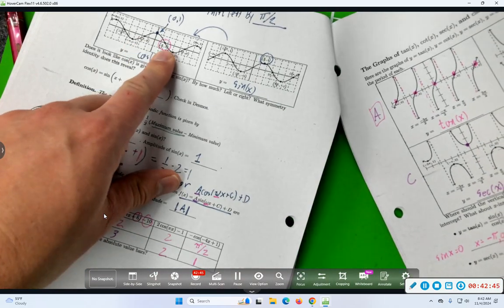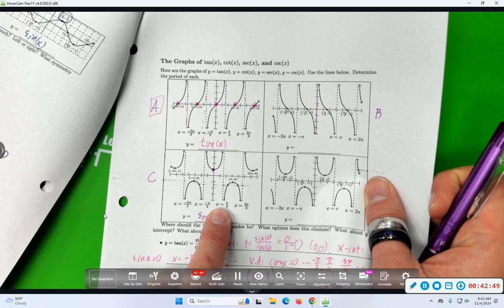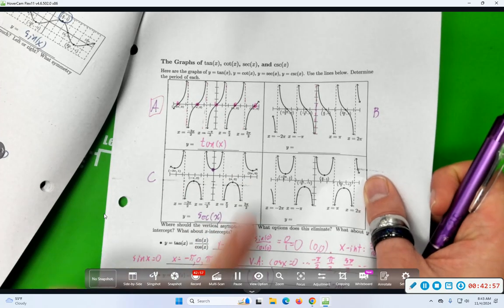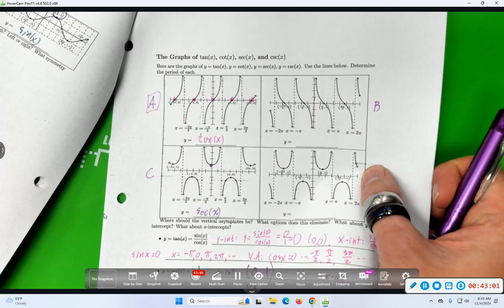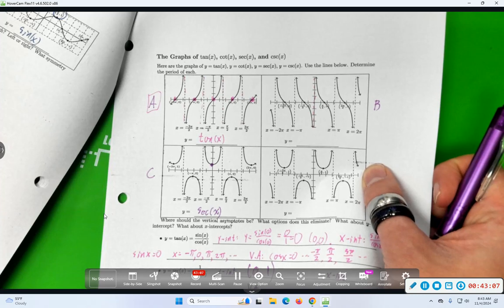Cosine is 0 at pi over 2. Does this have a vertical asymptote at pi over 2? Nice. Did the other vertical asymptotes also line up correctly? And it looks like this has no x-intercepts. Is that correct? Yeah, right. The numerator is just 1. Secant is 1 over cosine. So, yeah, 1 is never 0.